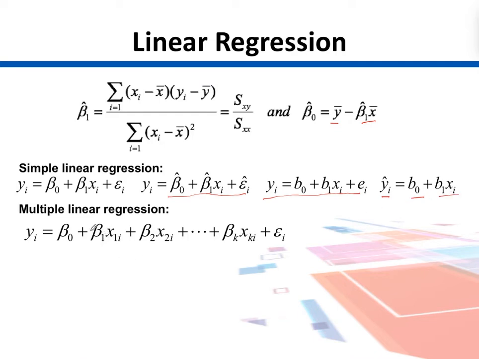In multiple linear regression, as we said, the intercept is 1, but there are more slopes. So beta 1 x1, beta 2 x2, and so on. There are more predictors in fact, so for each predictor we have its own slope.